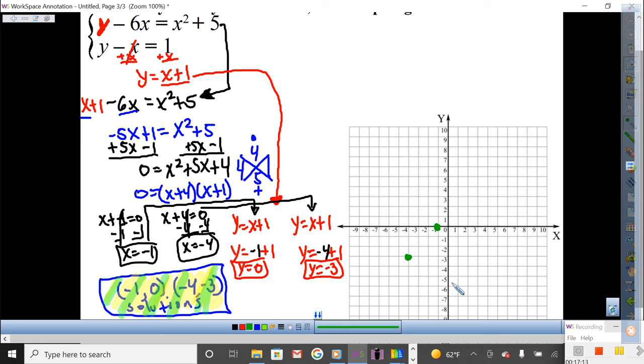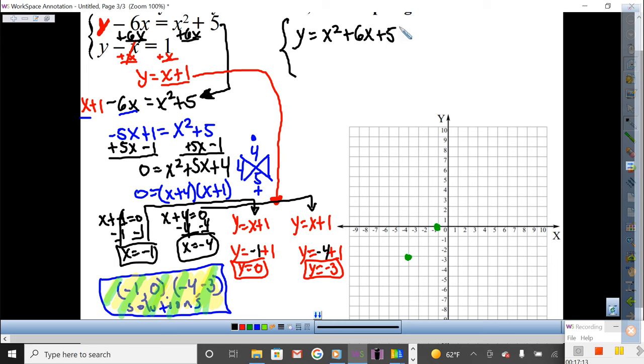Okay. Which means what, Mr. Q? Which means we need to graph them now. We need to graph this first one, and then we need to graph the second one. So watch. I'm going to rewrite the system over here, but I'm going to solve it for y so I can use the table to graph this one. So what do I need to do to leave y by itself for this one, guys? Add 6x to each side, which means I'm left with y equals x squared plus 6x plus 5.